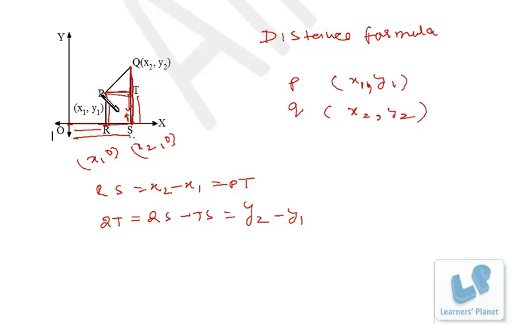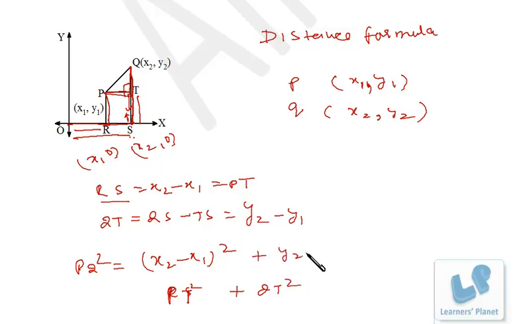Now to find the length of PQ, since it is a right angle triangle, we can use Pythagoras theorem. According to Pythagoras theorem, PQ square will be x2 minus x1 whole square, that is RS square, plus PT square. No problem, the value of RS and PT is the same. So it is PT square plus QT square, and QT square is y2 minus y1 whole square, right?